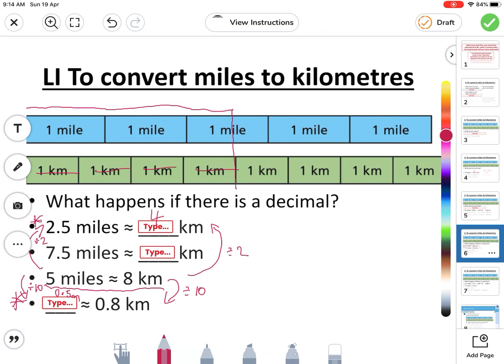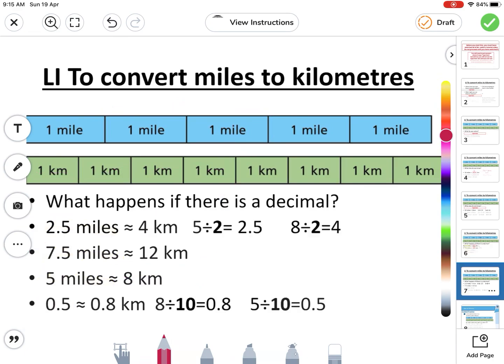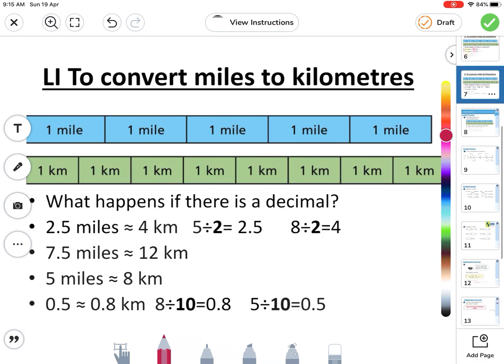Okay, then we have 7.5 miles. Well, I'm simply going to add up 2.5 miles and 5 miles to get 7.5 miles. So therefore, I add up this answer and this answer. 8 plus 4 equals 12 kilometres. And there's another way of working it out on page 7.